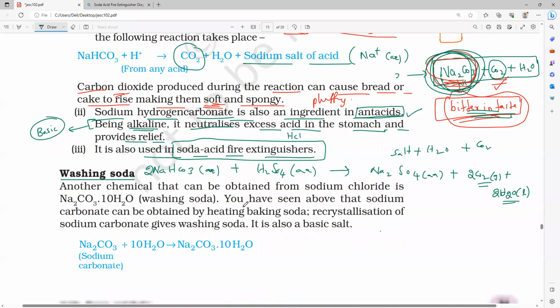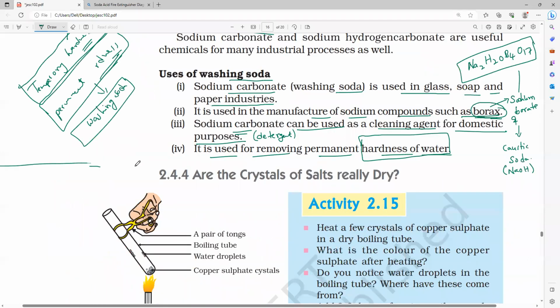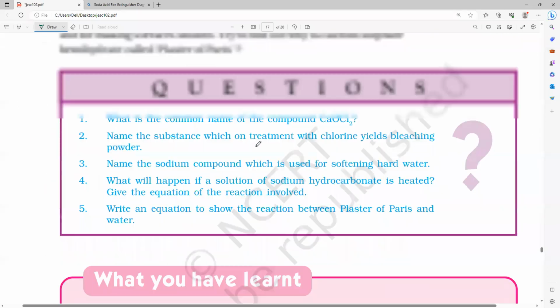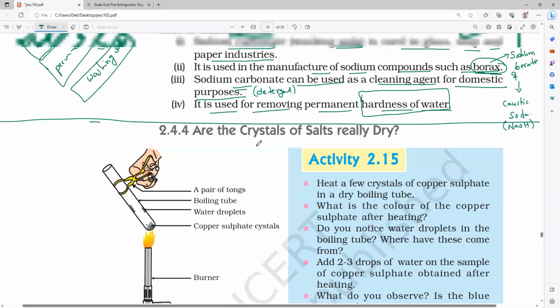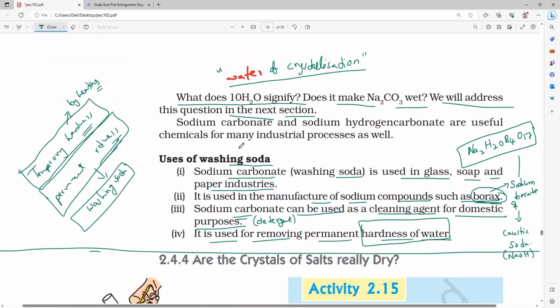Till here, up to the uses of washing soda, you take the entire chapter till 9 o'clock. Only water of crystallization and plaster of Paris remain. Nothing else. That will also take two days to teach, so understand it and finish it. From now, 6:30 to 9 o'clock, everyone should read line by line and understand everything. Regarding the permanent hardness of water, I will forward you that within 10 minutes.